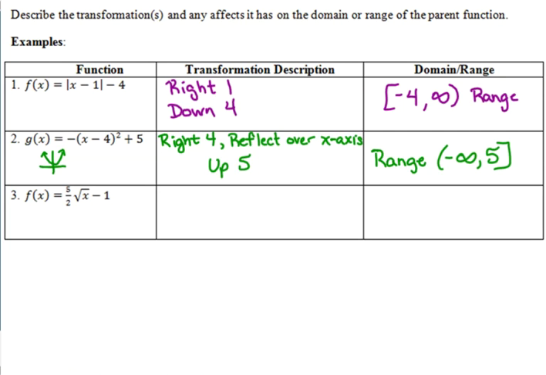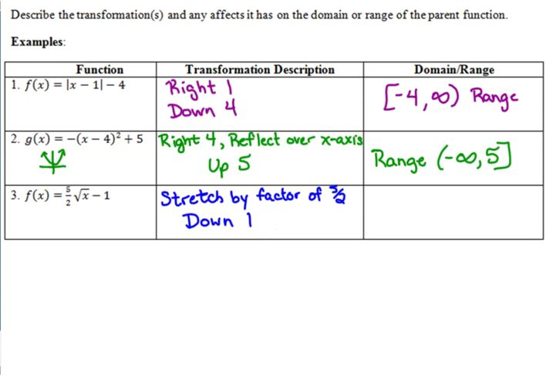Really quickly, last one, we'll get it done. 5/2 square root of x, minus 1. So we're not adding or subtracting anything inside the square root. So the first thing we've got is the stretch. I almost said shrink. It's a fraction, but 5/2 is 2.5. So that's a stretch by a factor of 5/2. And then we've moved it down 1. I don't know why I wrote a negative.